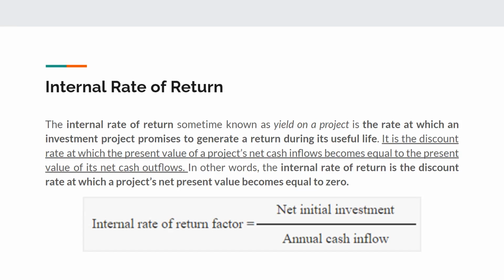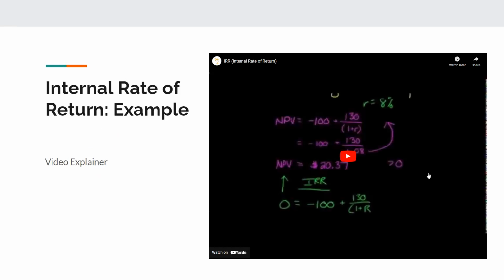And the formula for doing that is taking the net initial investment and dividing it by the annual cash flows, right? Obviously, you multiply by 100 because it's a rate and therefore it's a percentage. So here's an example of that internal rate of return.